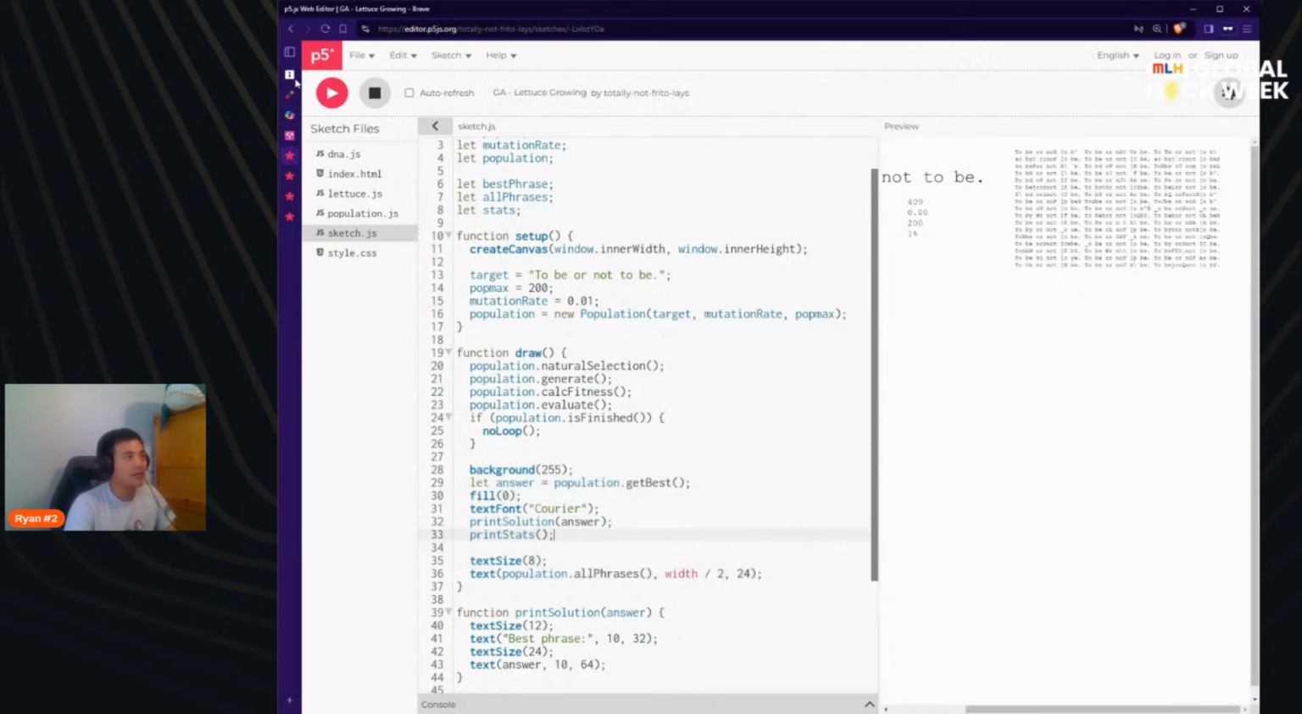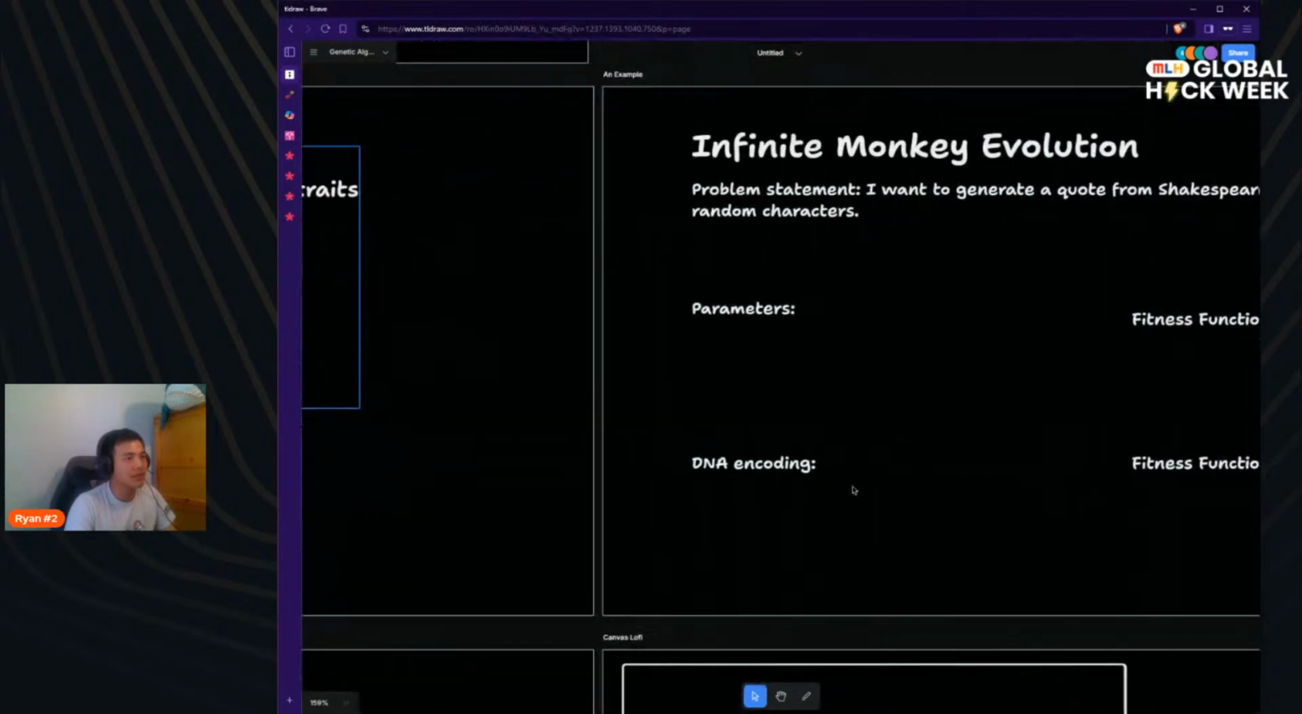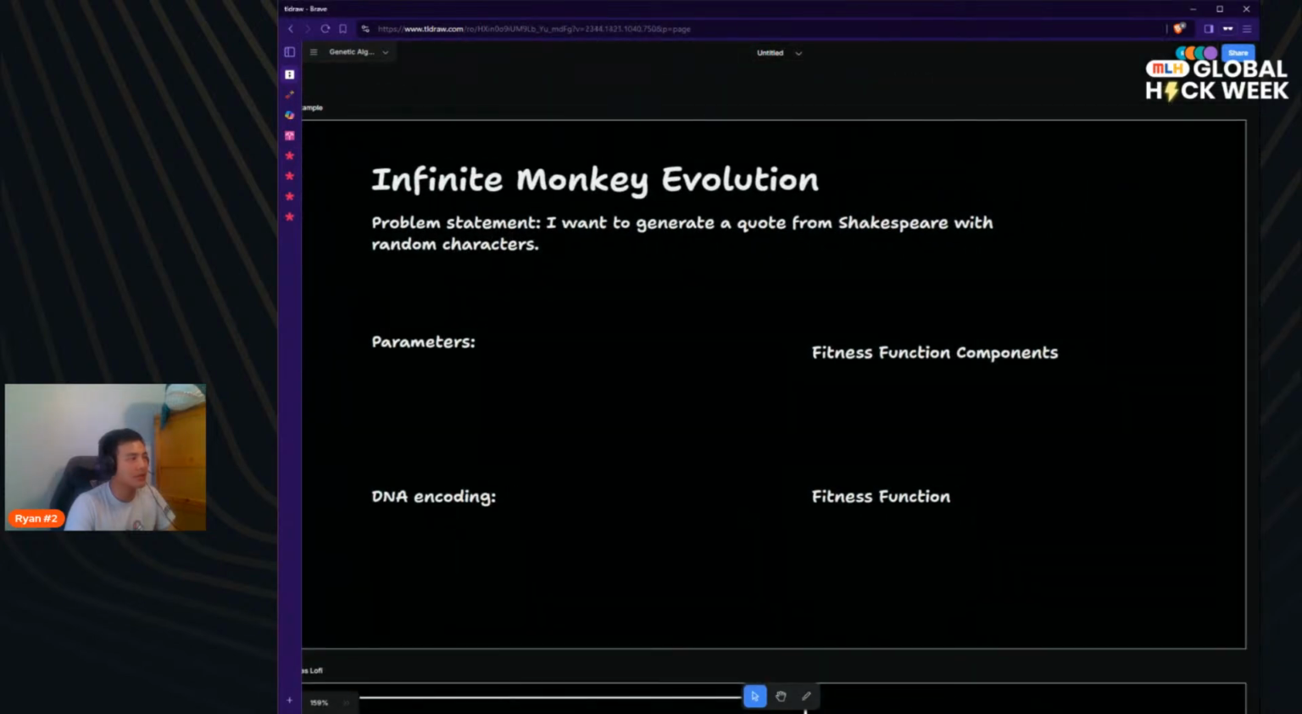Okay, so now that we've taken a peek at that, I'm going to go back over here and let's try to fill these things in. The parameters that we're changing are just the strings at each index and the characters at each index of a string.